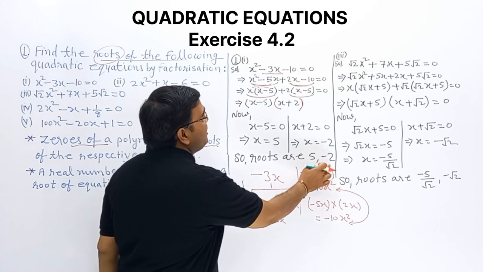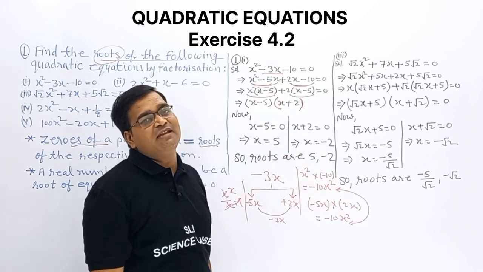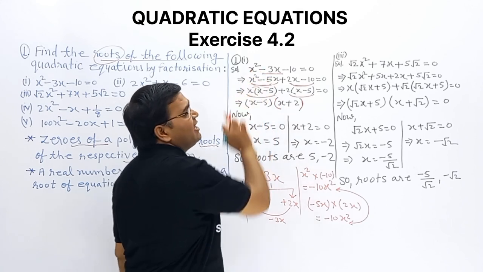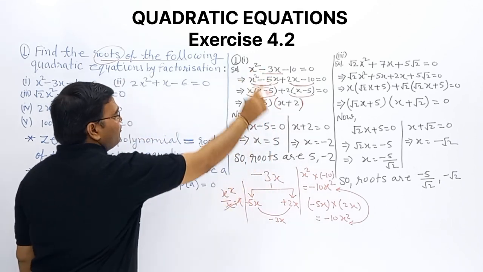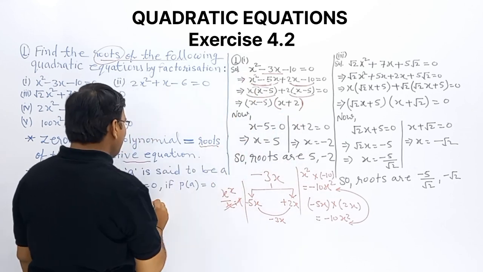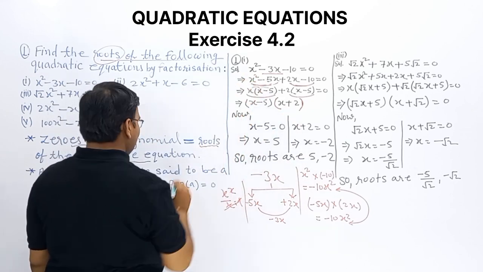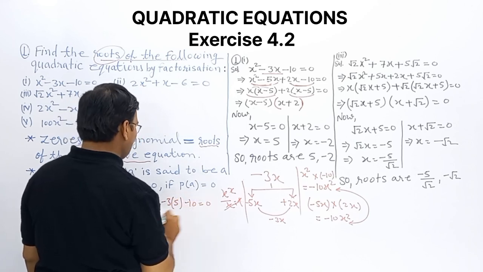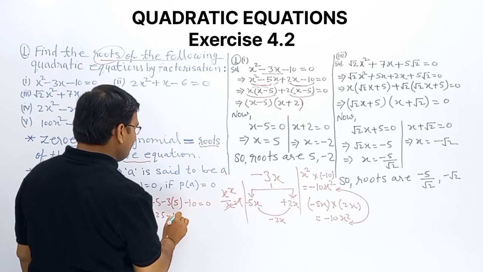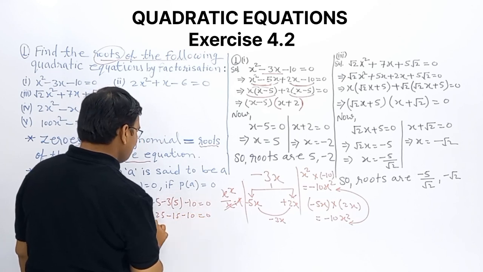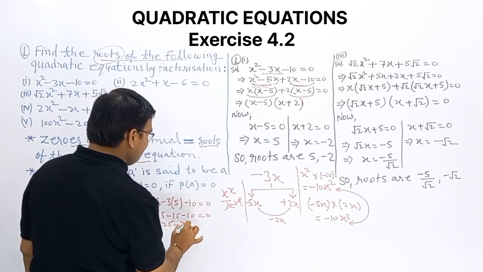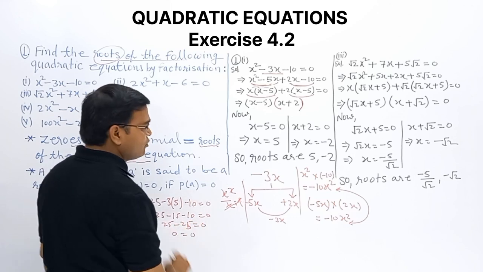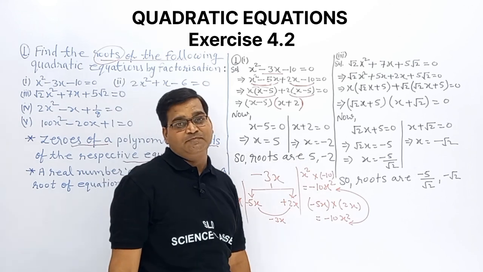Once we put these values in this equation, then we are getting 0 equal to 0. Observe what we are putting: 5 there. 5 square is 25, minus 3 times 5, minus 10 equal to 0. Solve this one: 25 minus 15 minus 10 equal to 0. 25 minus 25 should be equal to 0. So we are getting 0 equal to 0, which means that is the correct one.